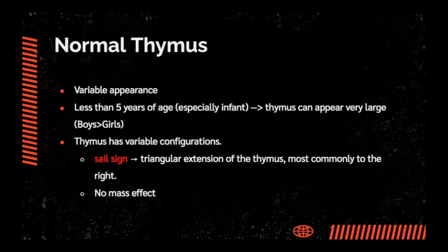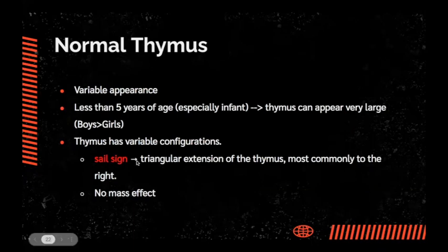Thymus has always been a nemesis for the radiology MO, radiologists, as well as the ED MO. When we do a chest X-ray on younger children, we ask whether this is a normal thymus or a mass within the mediastinum. A normal thymus can have a variable appearance, and it can be enlarged in children less than 5 years of age until it starts to involute. And then again, it has variable configuration.